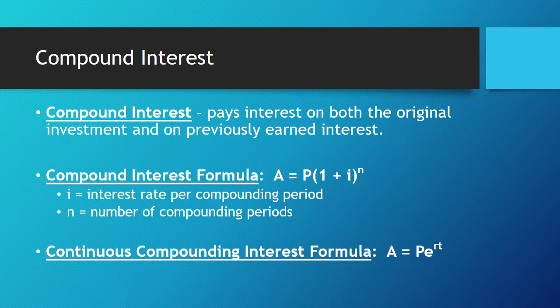We also have continuous compounding interest, and the formula for that is A equals P times e to the rt. Again, A is the amount of the investment at a given time. P stands for principal. e is the number e, the one that you find on your calculator. r stands for rate, and t stands for time.